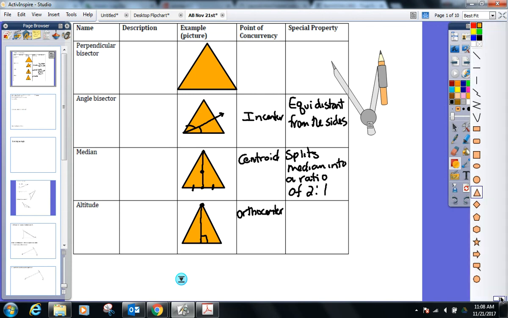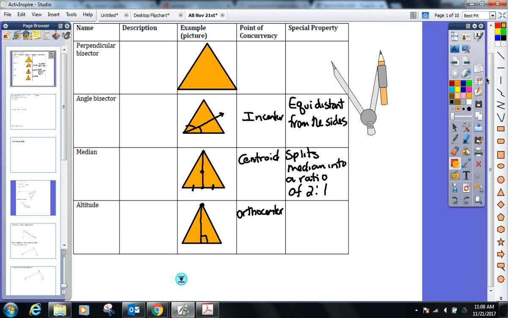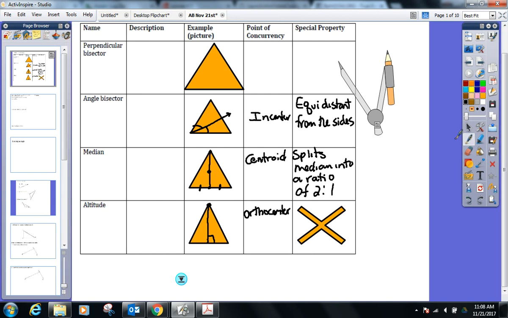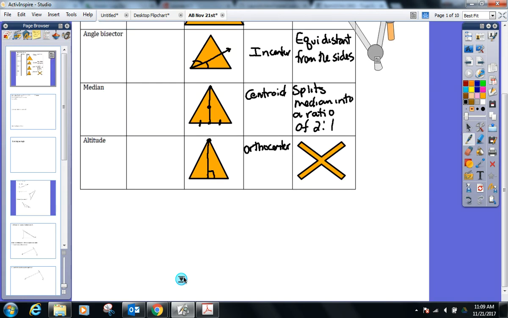At the end of class yesterday, I told you guys I did the orthocenter last because there really is no special fact. But if I give you the type of triangle, you better know where the orthocenter is. So let's review that right now. If I have an acute triangle, a right, and an obtuse.